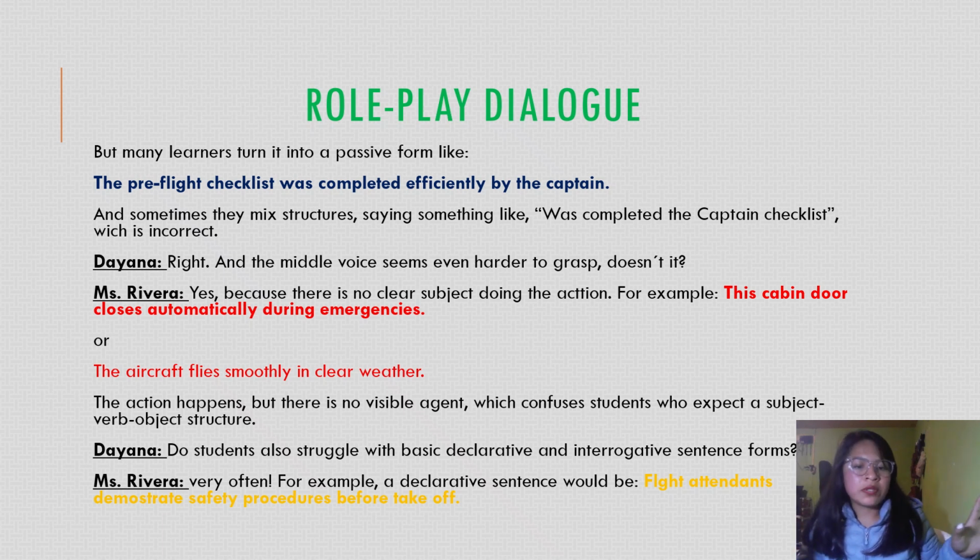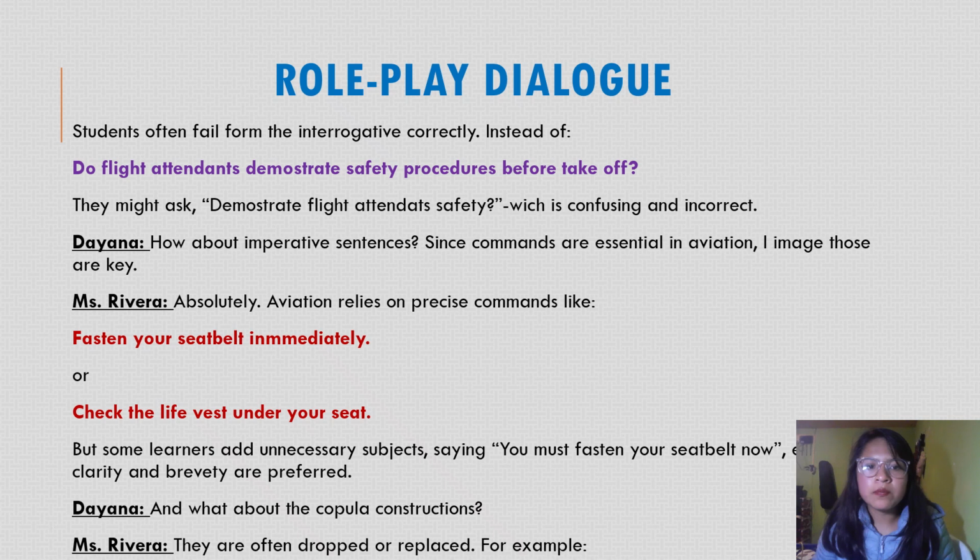Very often. For example, a declarative sentence would be: flight attendants demonstrate safety procedures before takeoff. Students often fail to form the interrogative correctly. Instead of: do flight attendants demonstrate safety procedures before takeoff, they might ask: demonstrate flight attendant safety, which is confusing and incorrect. How about imperative sentences? Since commands are essential in aviation, I imagine those are key.